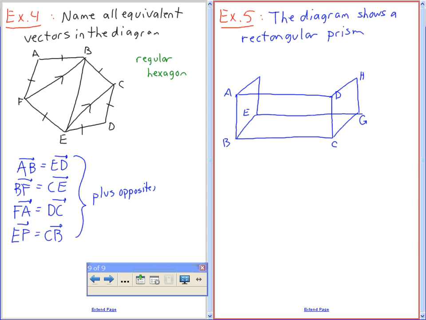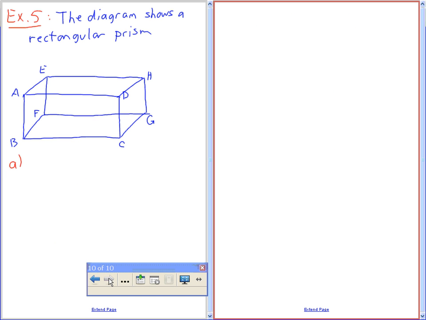Okay, so this is a three-dimensional image, a rectangular prism. I want you guys to do this for me. I'll be able to solve this one, no problem. Part A says, state one equivalent vector to each.